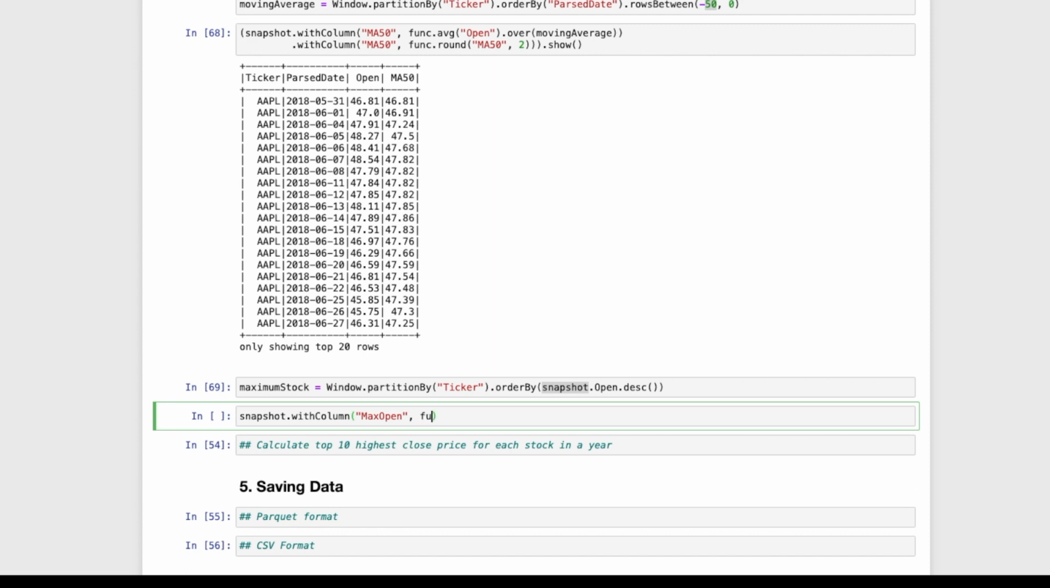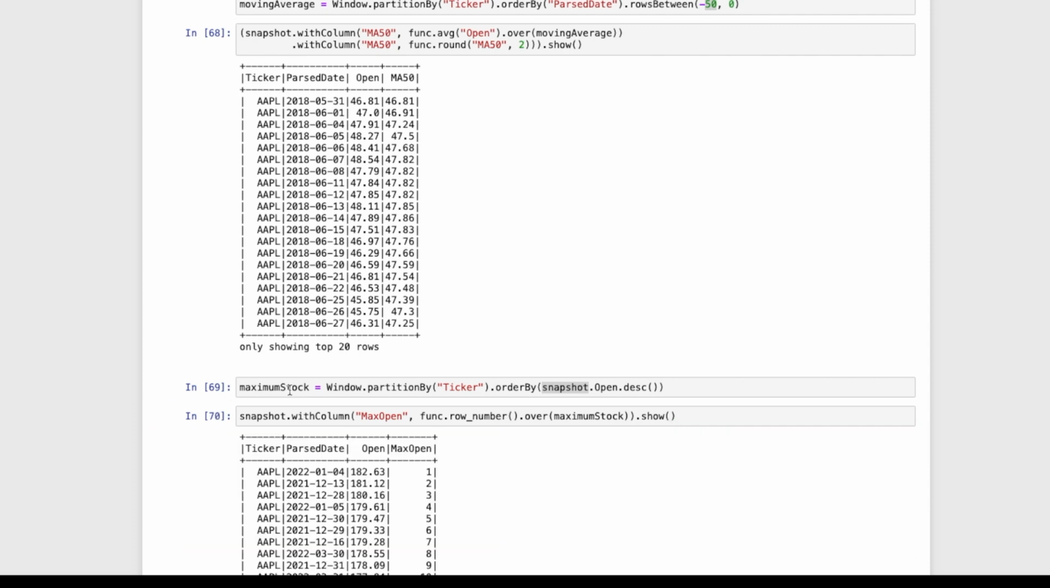And then we are going to be using func, and then we're going to be using row number. So what this row number is going to do is pretty much give you a row number, right, over maximum stock. So let me show you what happens when you apply this function.